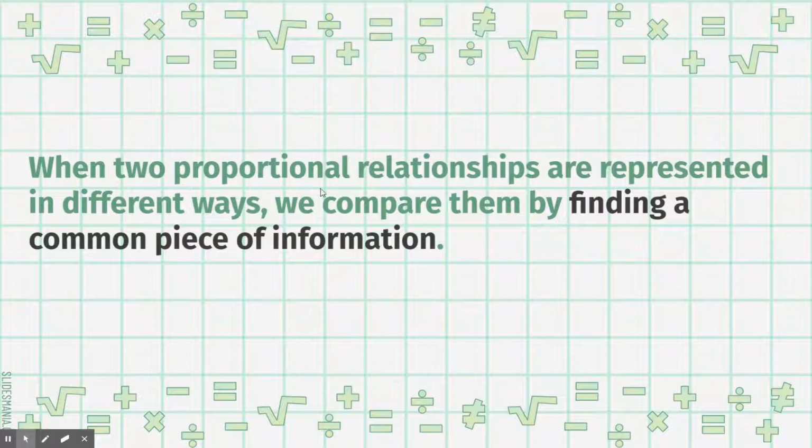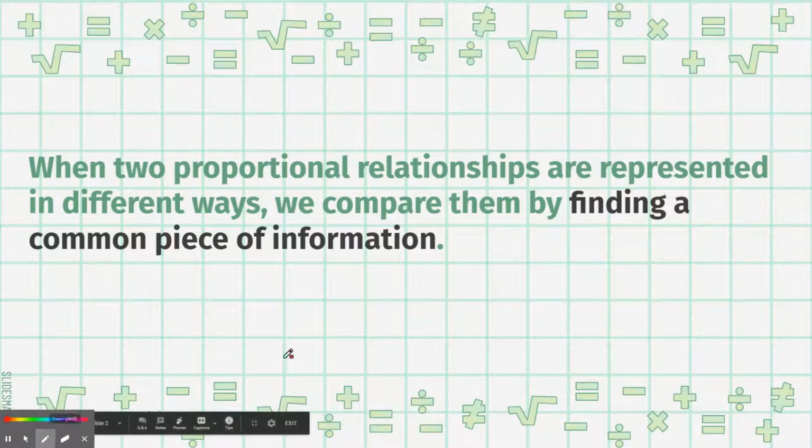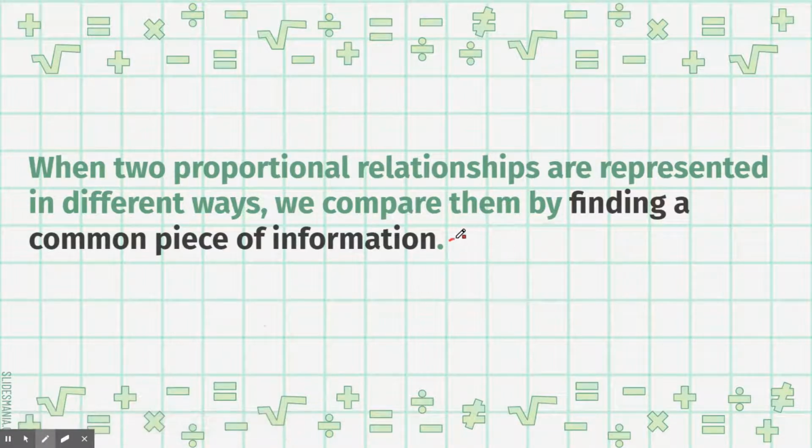When we're doing that, we're going to look for common information. Sometimes when comparing the two, we're going to see things like they're in an equation, or we get a constant of proportionality, or we get a graph, or we get a table. When you get different methods like that, you need to find a common piece of information to be able to compare them. That common piece of information is your constant of proportionality or your rate of change. Remember that your constant of proportionality is always K.